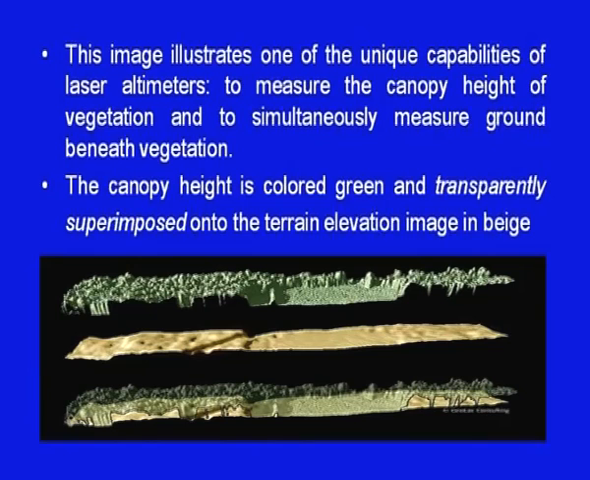This image illustrates one of the unique capabilities of laser altimeters, that is to measure the canopy height of the vegetation and to simultaneously measure the ground beneath the vegetation. The canopy height is colored green and transparently superimposed onto the terrain elevation map in beige color.